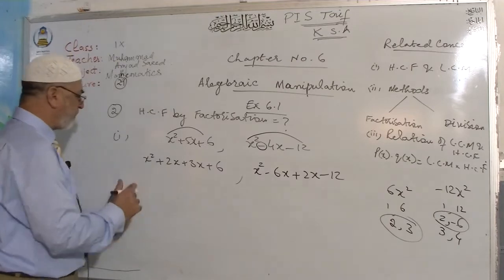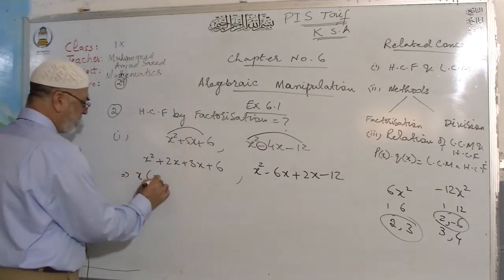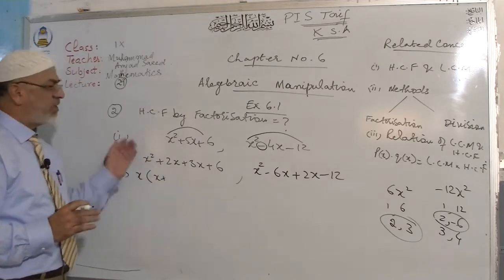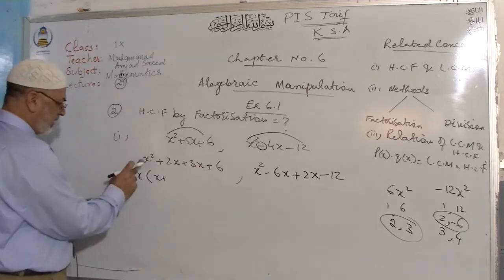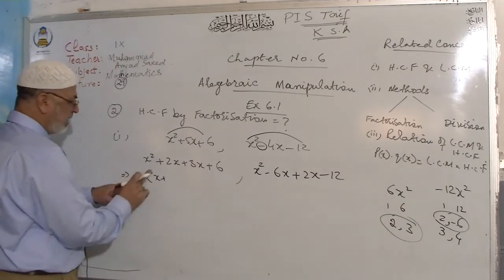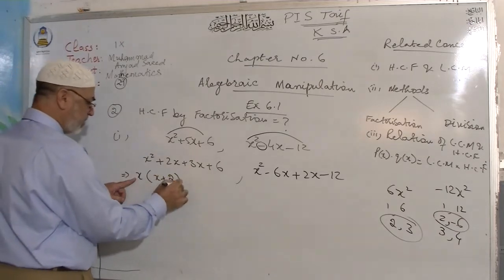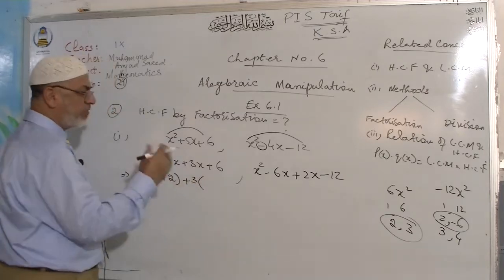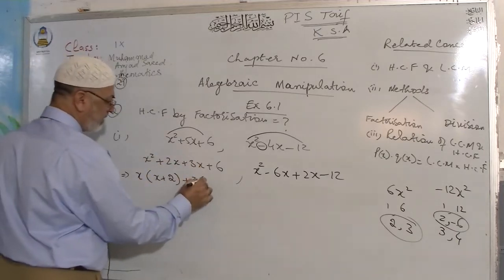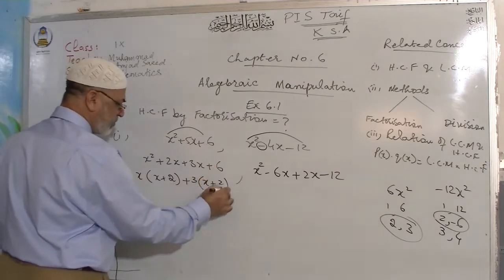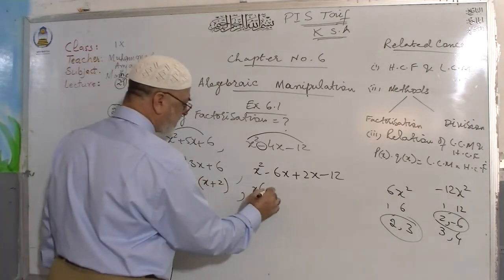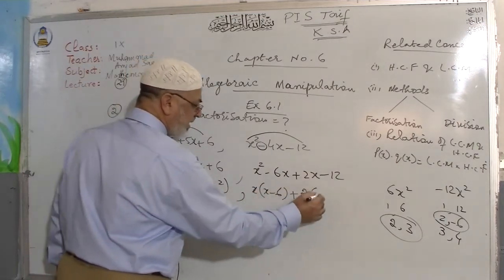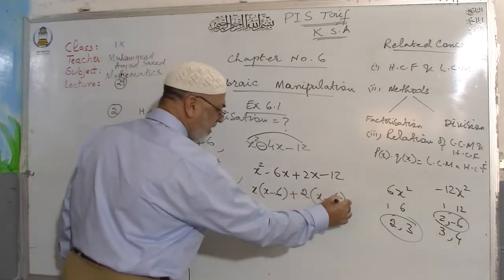Now you can take x common from the first two, and remember that whenever you are taking common, it will divide each term inside, one by one. X squared divided by x, you got x. 2x divided by x, you got 2. From here, what will you take common? 3 will be common, so that it will divide both. 3x divided by 3 is x, 6 divided by 3 is 2. Similarly, you can have 2 common here, divide 2x squared by 2, this is x squared, and divide minus 12 by 2, this will be minus 6.